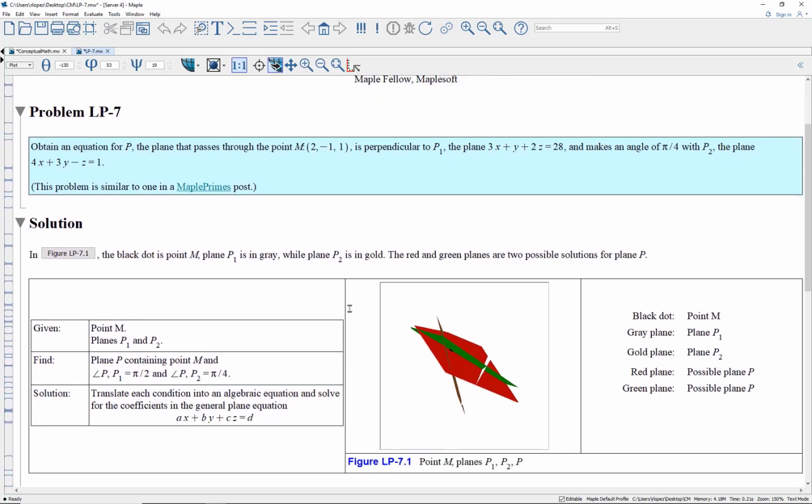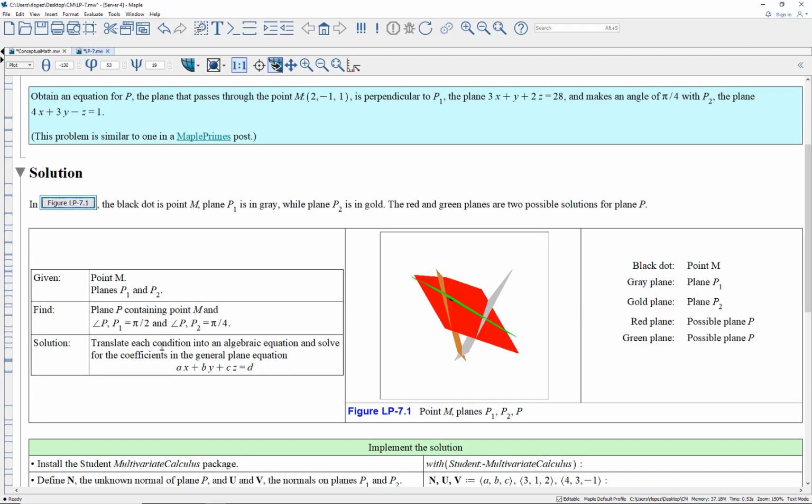Let's take a look at what we have to do. So again, using this structure that I learned as a youngster, what are we given? Point M and two planes P1 and P2. What are we looking for? Plane P, it contains point M, and the angle between P and P1 is pi over 2, and the angle between P and P2 is pi over 4. Eventually, what did I figure I would do? Translate the conditions into algebraic equations and solve for the coefficients in a general plane equation.